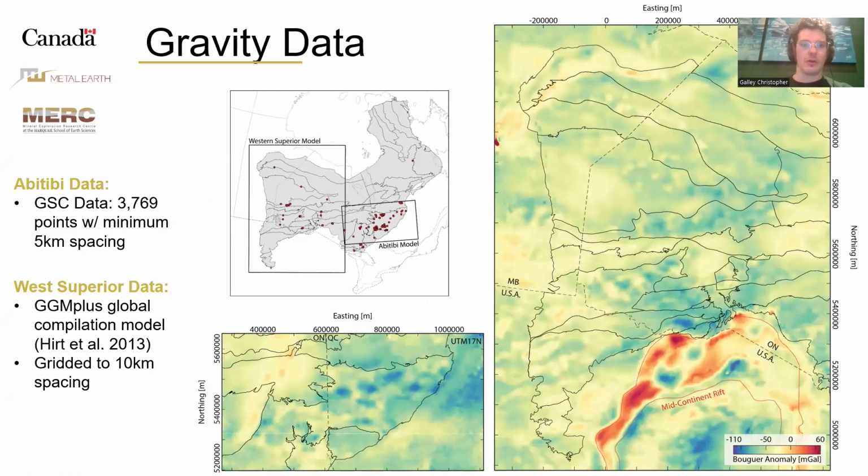The two gravity data sets that are used for the modeling, one for the Abitibi was from the GSC. That was an uneven distribution. It's a compilation data set. So at a minimum, it was 5 kilometers between data points, but in some cases there was 10. Overall, a little under 4,000 data points.